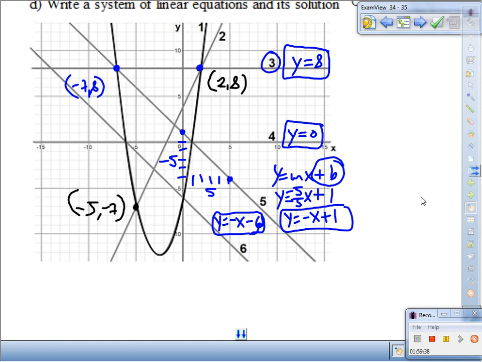No, there's 5 straight lines, but on the graph, how many do you see written equations, linear equations? 4, because the other one is on part A, remember that? So can somebody give me a system using 2 of those?